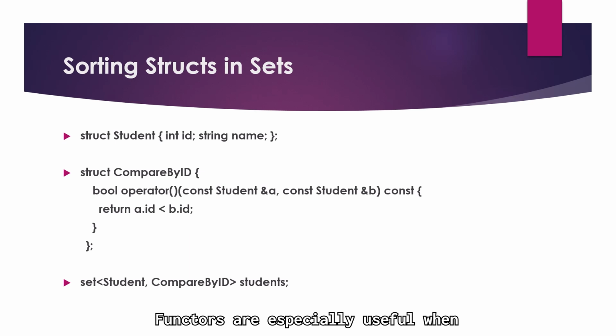Functors are especially useful when dealing with user-defined types. Take this student struct. It contains an ID and a name. The default comparison won't know what to do with it. By creating a compare-by-ID functor, we define custom logic to sort students by their ID. Without this, the set would not know how to insert or arrange the students at all.